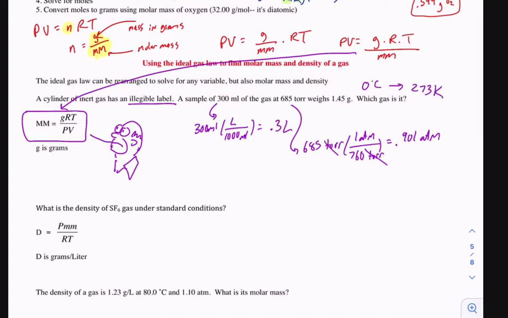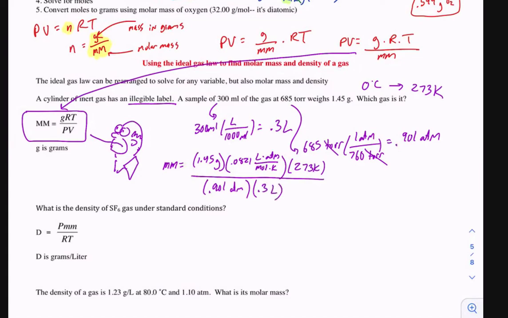All right, let's plug in what we have. The grams, the mass, and R is 0.0821 liters times atmospheres over moles times Kelvin. Temperature 273 Kelvin. And pressure 0.901 atmospheres. And volume 0.3 liters. All right.